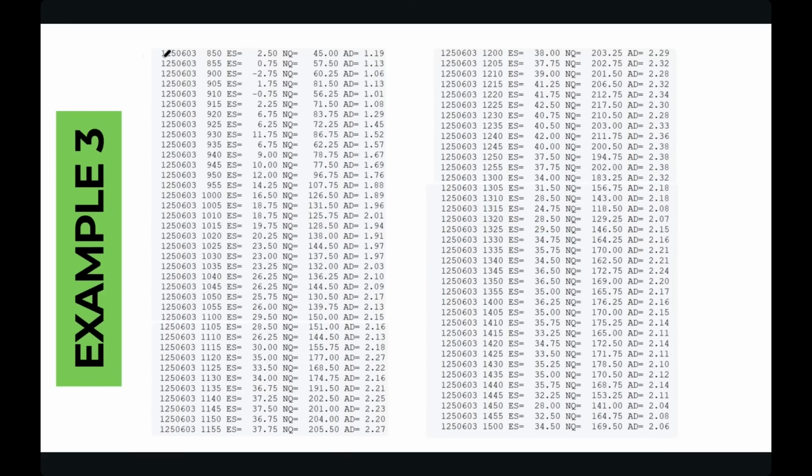All right, one more example. Year 2025, June the 3rd. AD starts with 1.19. Now remember, anything between 0.9 to 1.1 or 1.2 is a tight range.